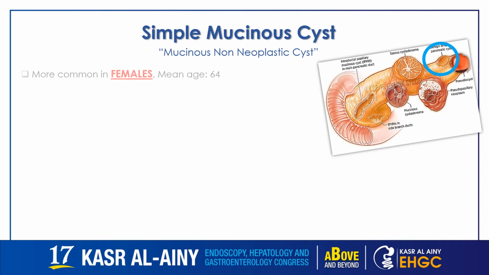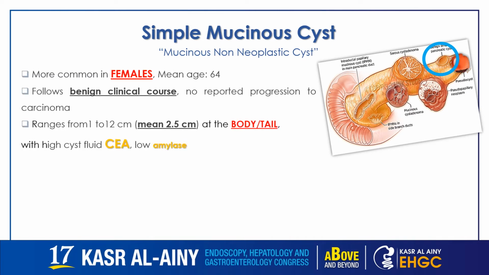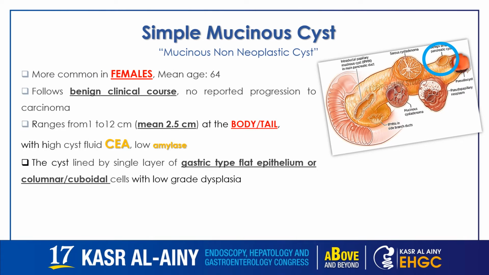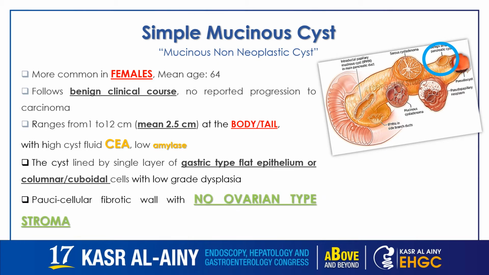Simple mucinous cyst. It is more common in older females, more in the body or the tail of the pancreas. It has a fibrotic wall with no ovarian type stroma.